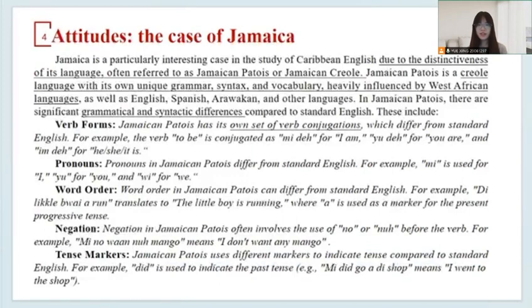Attitudes: the case of Jamaica. Jamaica is a particularly interesting case in the study of Caribbean English due to the distinctiveness of its language, often referred to as Jamaican Patois or Jamaican Creole. In Jamaican Patois, there are different grammatical and syntactic features compared to standard English. These include verb forms, pronouns, word order, negation, and tense markers.